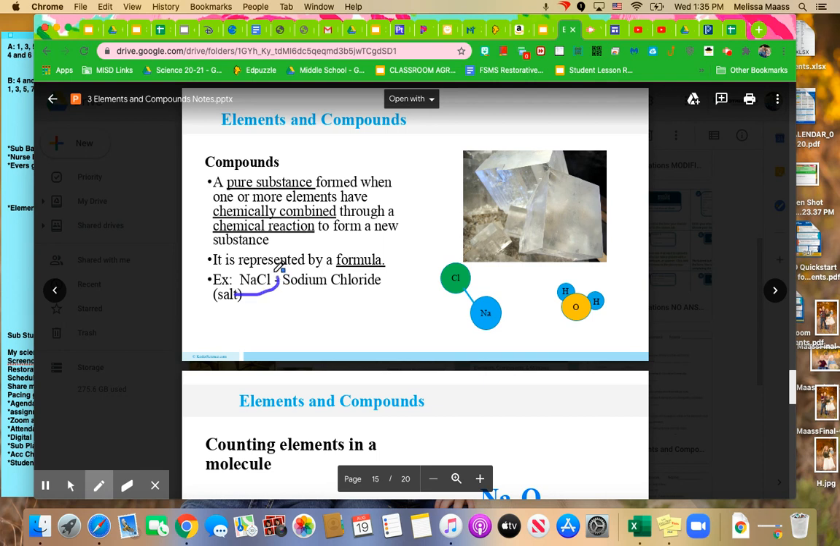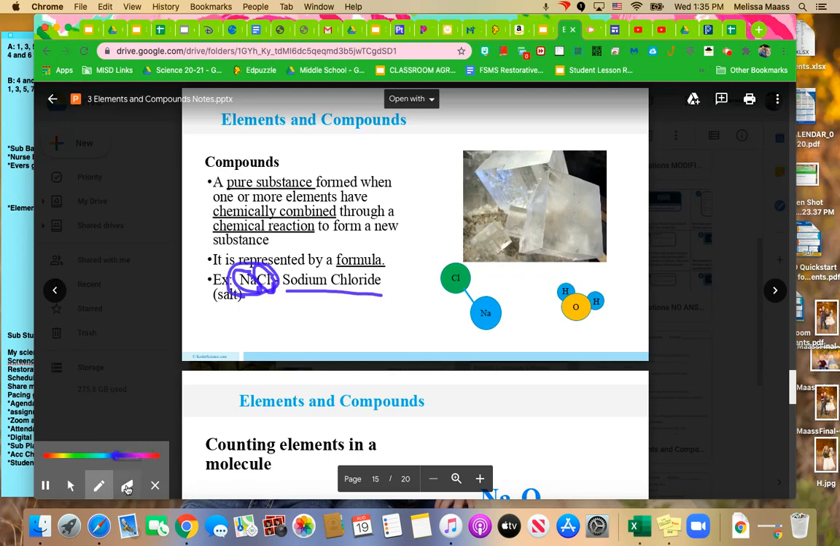So NaCl, this is a chemical formula. The name for it is sodium chloride. We can break this down because we know Na is one element and Cl is another element. There's no number behind Na and no number behind Cl, so we know it's one atom of Na and one atom of Cl. So sodium chloride is the name, and the chemical formula is NaCl.